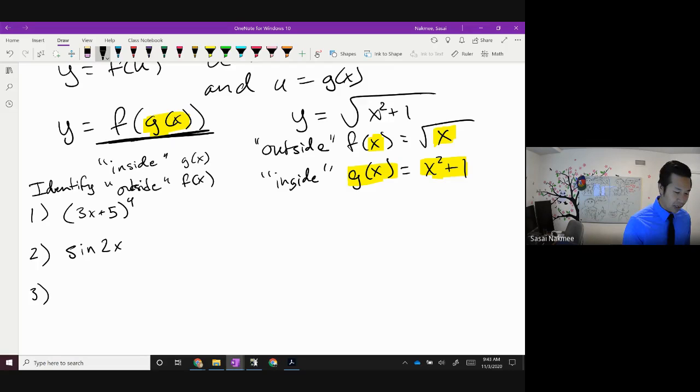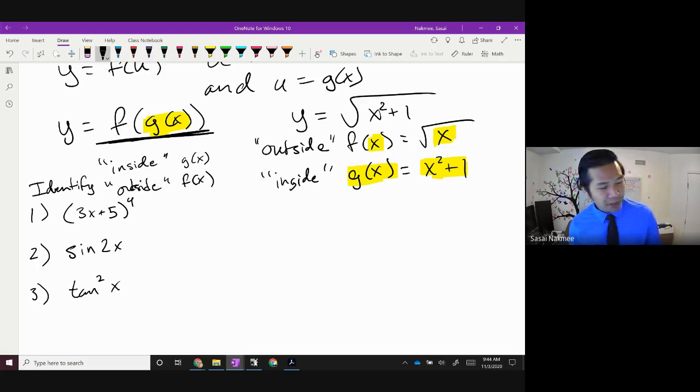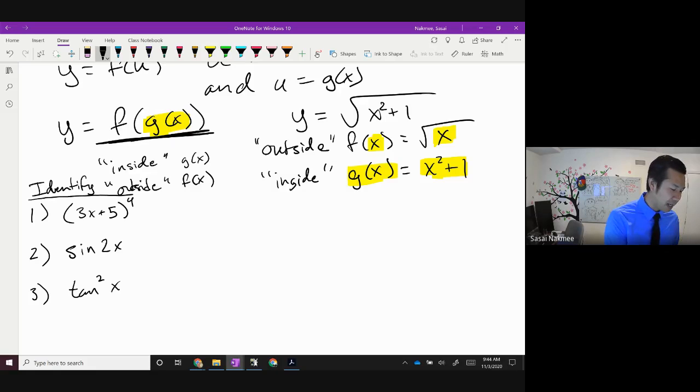What is the inside function and what is the outside function for tangent squared x? There you go. Tell me what the inside function is and what the outside function is for this one. We'll give you a minute to write that down. So just write down number 1, f of x, g of x. Number 2, f of x, g of x. You want to do inside, then outside, or it doesn't actually matter, however you want to write it. But identify the inside and the outside function for these composite functions for me. You're basically decomposing these composite functions. Let's go ahead, 1 minute timer.